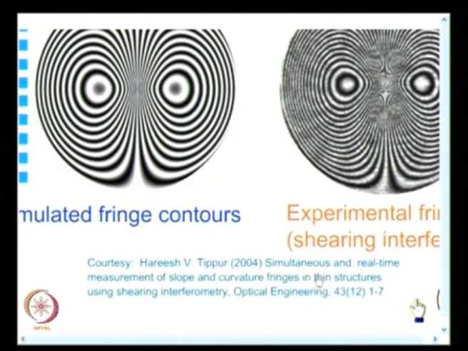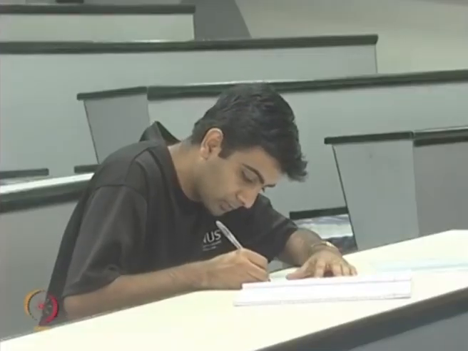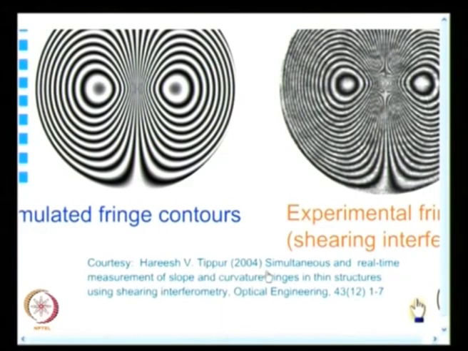You will get more details of these fringe patterns from this, and courtesy goes to Optical Engineering and the Society of Photo-Optical Instrumentation Engineers, SPIE, and you can note down this reference. You could look for more details of this fringe pattern, and this was a very recent work. This is on a silicon wafer, so it is a simultaneous and real time measurement of slope and curvature.